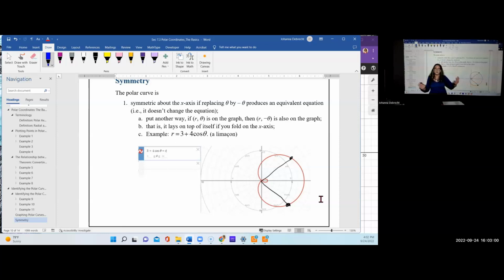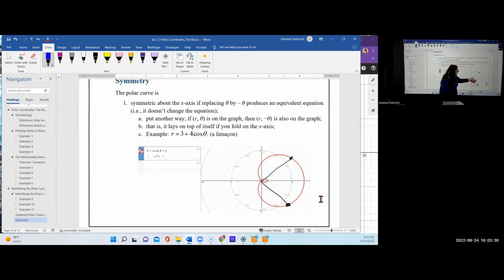Now, that's great if we're in the XY system, but we're not. We're in polar coordinates. So how do we interpret folds on the x-axis in terms of polar coordinates? Well, it turns out that this is the same thing as replacing theta by negative theta. And if that doesn't change the equation, then you know that it has symmetry across the x-axis. So if (r, theta) is on the graph, then (r, negative theta) is also on the graph.